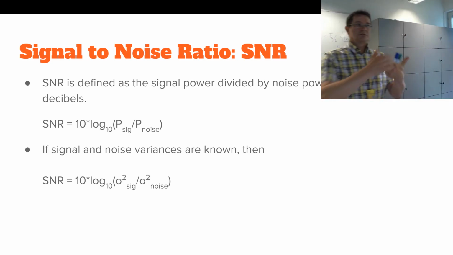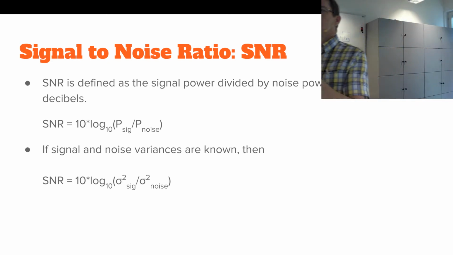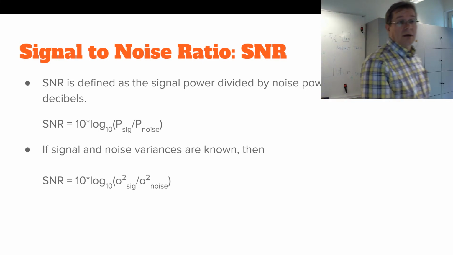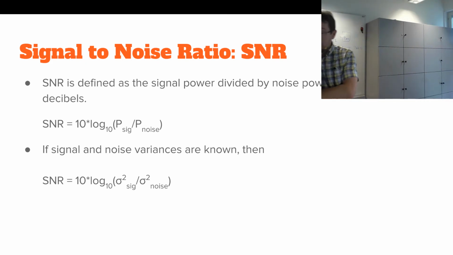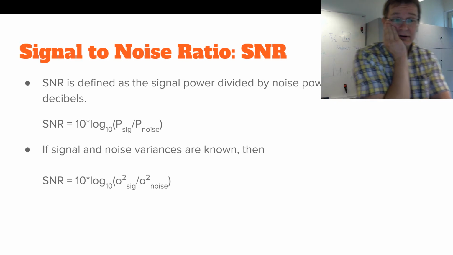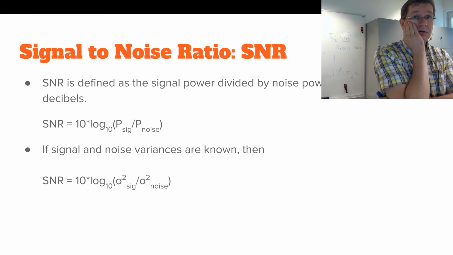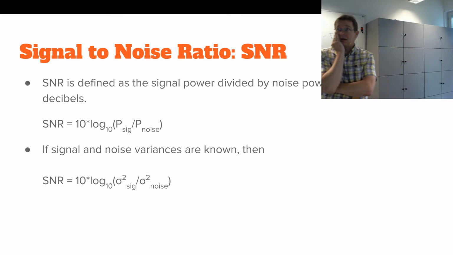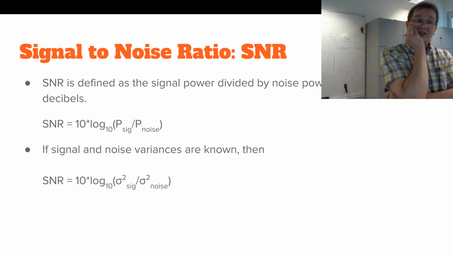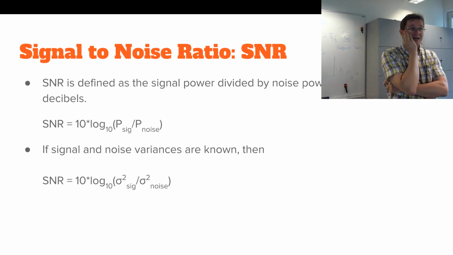Okay, so correlation was finding similarities. Convolution is basically filtering. Then we have another topic that I need to remind you about, signal-to-noise ratio, which basically gives you the goodness of your signal. It's simply the signal power divided by the noise power, in decibels.